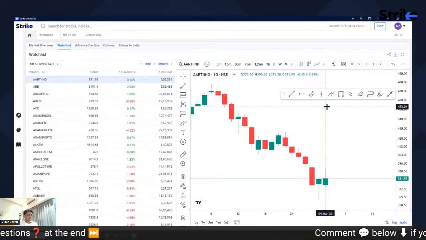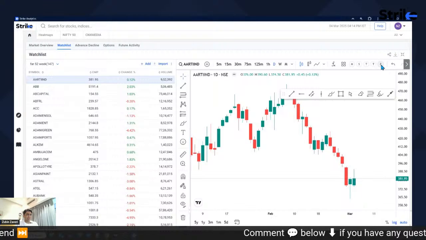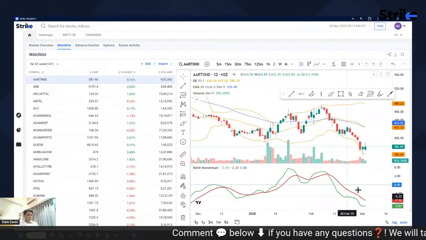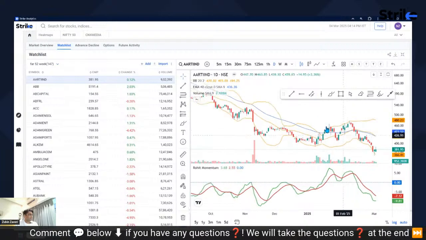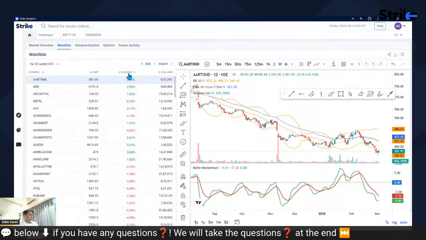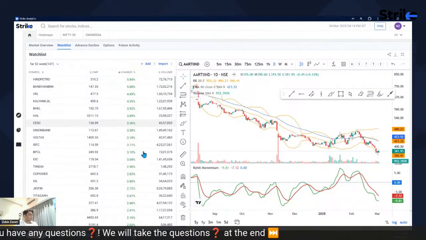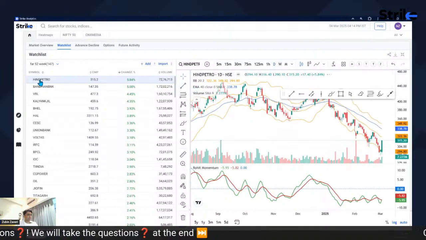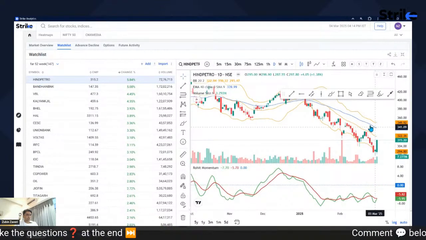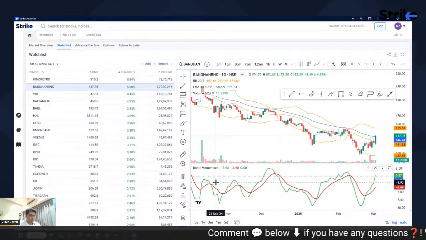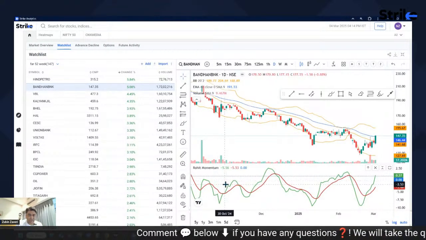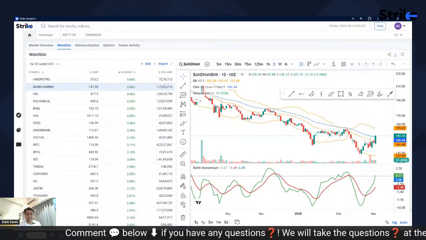You can put up your own studies over here. Let's say you want to put your RMI or RSI or whatever it is, and you can focus on these stocks which have maybe started bouncing back. So Hind Petro is up today. Okay, Bandhan Bank. These are stocks for which I'm not giving any sort of recommendation or any view.